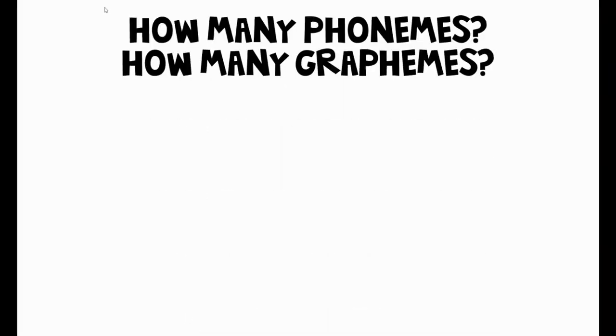So now let's look at some examples of phonemes and graphemes in words, and remember that a grapheme can be a letter or letter combination that represents a sound. Let's listen to the word shop. How many sounds, how many phonemes do you hear in the word shop? Sh, ah, p. I hear 3 phonemes.